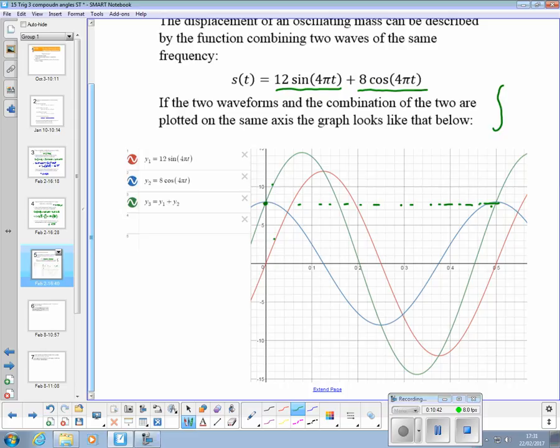the frequency is equal to 1 over the period.